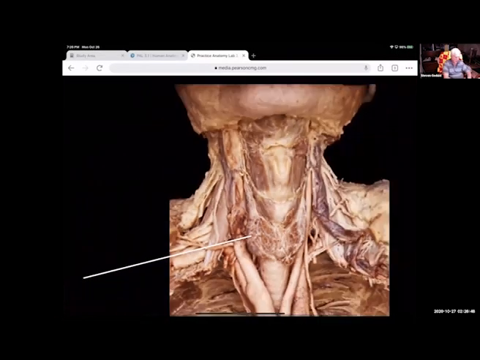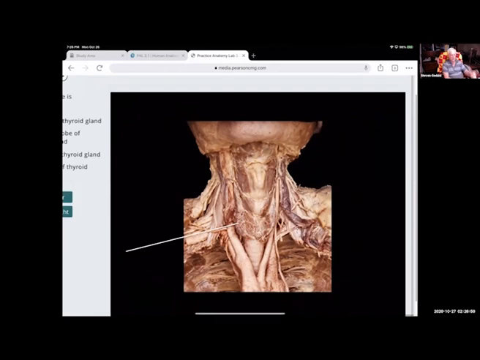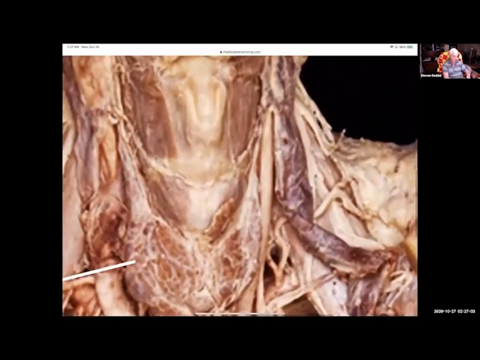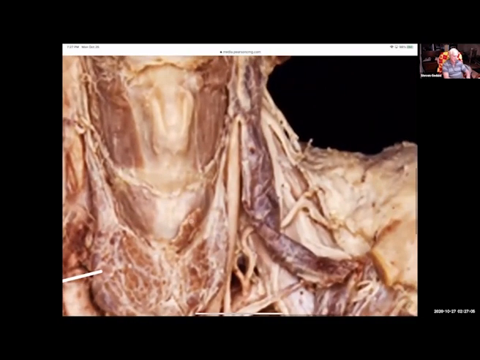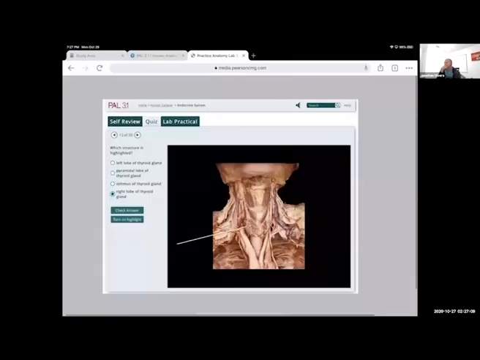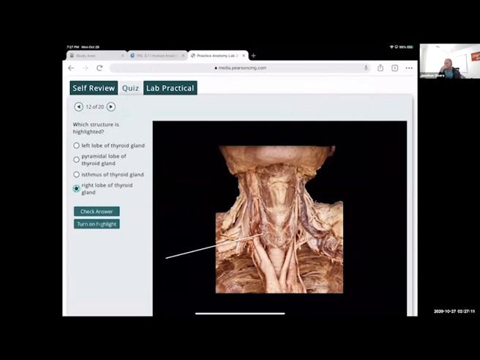But that's the pyramidal of the left lobe. This is the left lobe. That's the isthmus. That's the right lobe, and the right pyramidal gland part is right there. It's not here, but the left side you can see real well. Does that make sense? Yeah. All right, perfect. And right lobe of the thyroid gland.